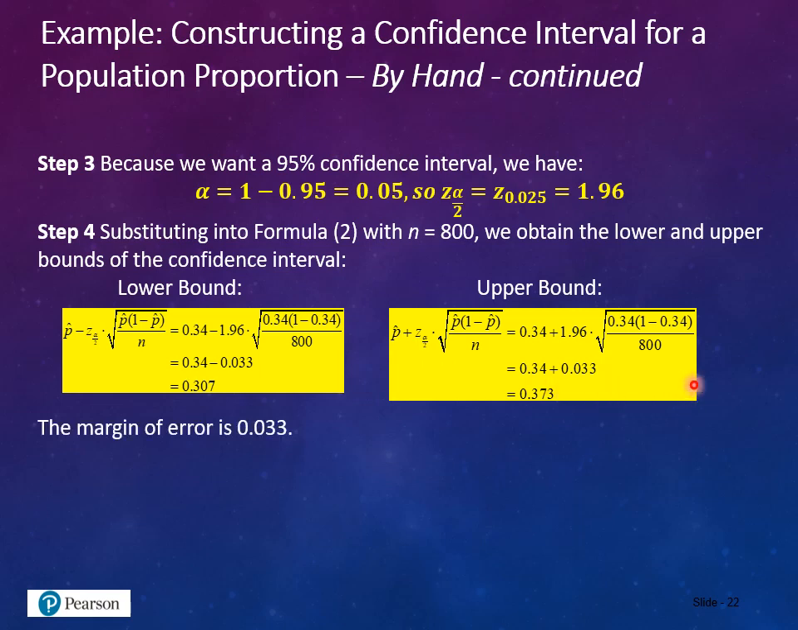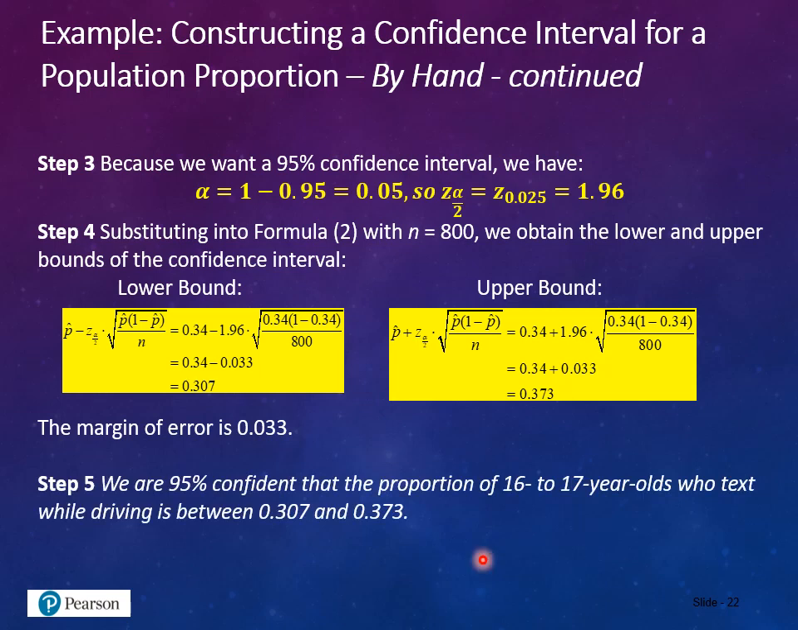Okay. To find out our margin of error, it's the value that we're adding and subtracting to find the bounds, and you can see that calculation, 1.96 times the square root, blah, blah, blah, is 0.033, and so this is our margin of error that's right in that formula.